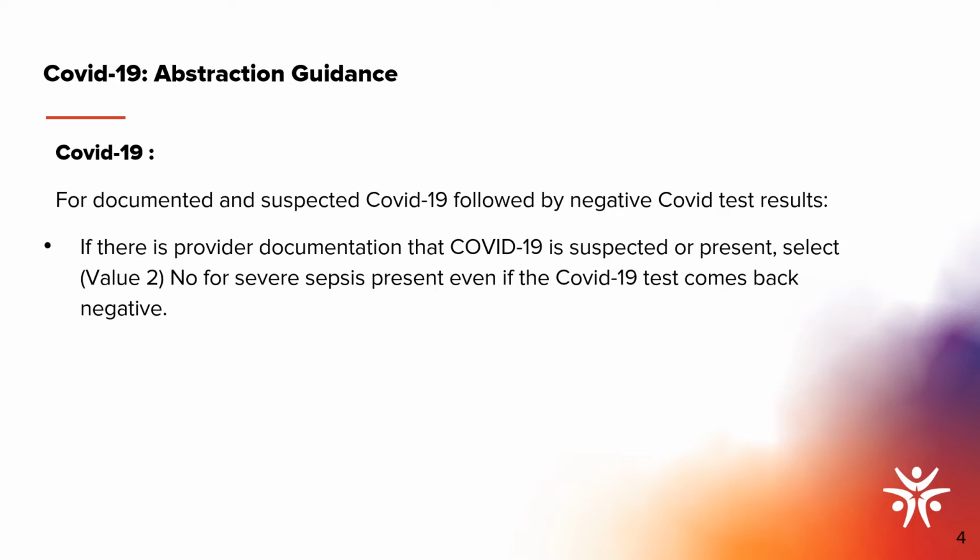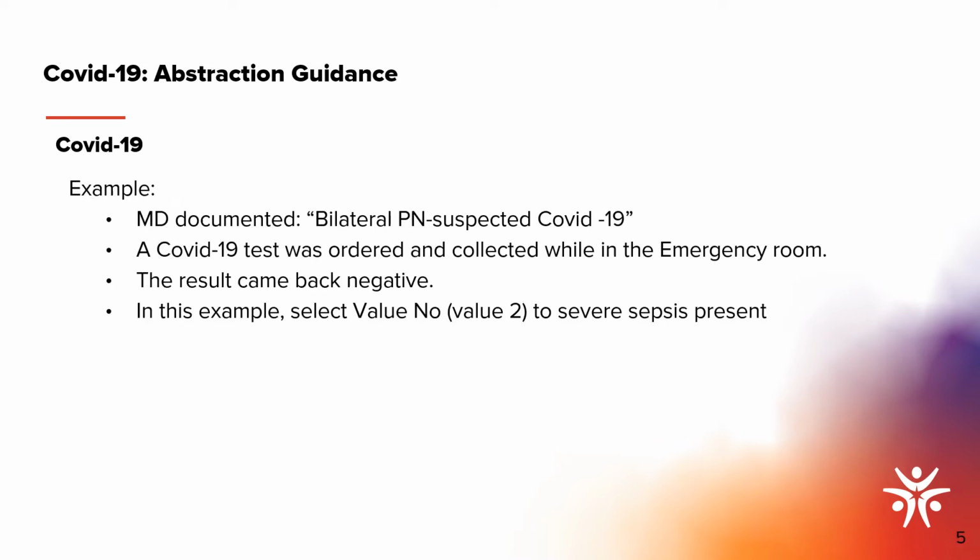In response to a recent query, the QualityNet question and answer tool provided the following guidance. For documented and suspected COVID-19 followed by negative COVID test results, if there is provider documentation that COVID-19 is suspected or present, select Value 2, No, for severe sepsis present, even if the COVID-19 test comes back negative.